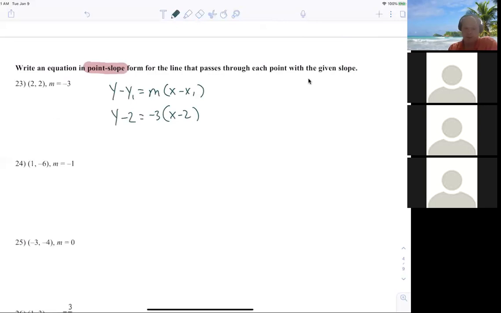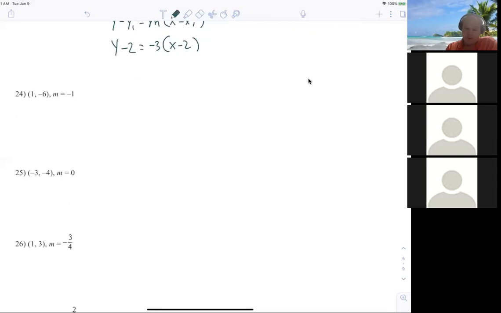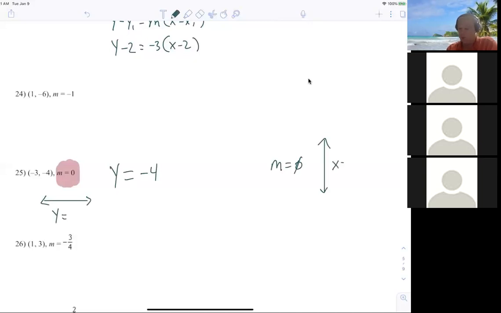All right, next, number 25. Now in this case, I truly want everybody to just say, okay, the slope is 0. We're just going to write y equals, and then whatever the y value is, -4. Okay? And if you recall, if the slope was undefined, that means it's a vertical line. If the slope is 0, it means it's horizontal. So all horizontal lines are y equals, all vertical lines are x equals, and vertical lines are said to have undefined slopes, okay?